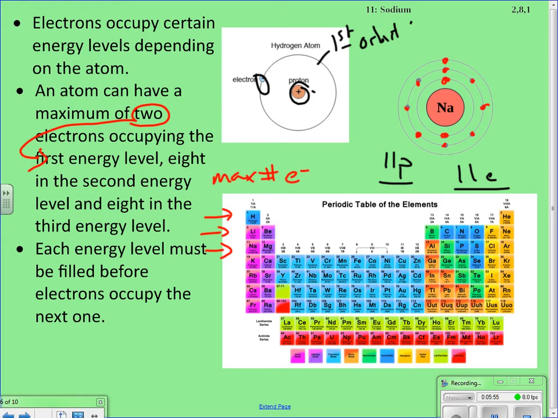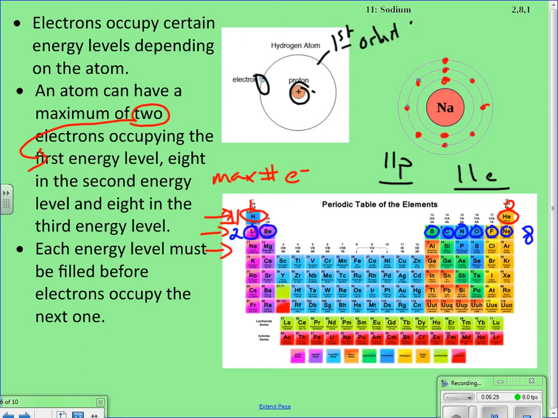So for example, in the first energy level, we have 1 and 2 elements, and so we have a maximum of 2 electrons. If we were to look at the second row, we can count the number of elements, so 1, 2, 3, 4, 5, 6, 7, 8. So the maximum would be 8.